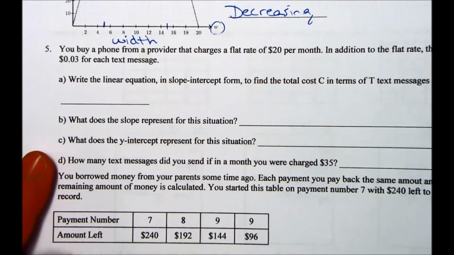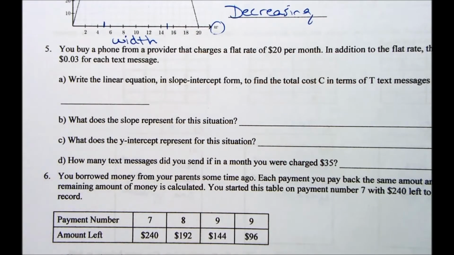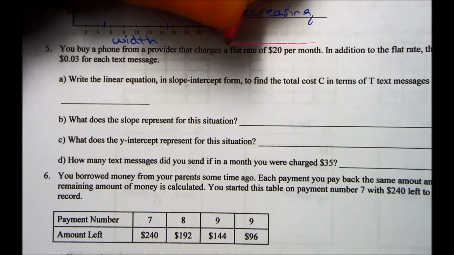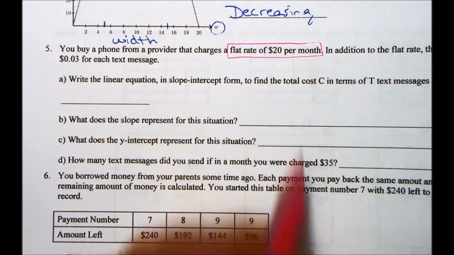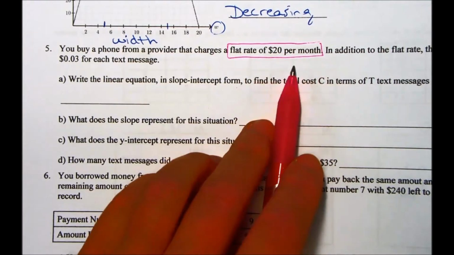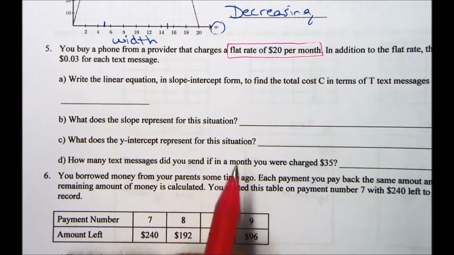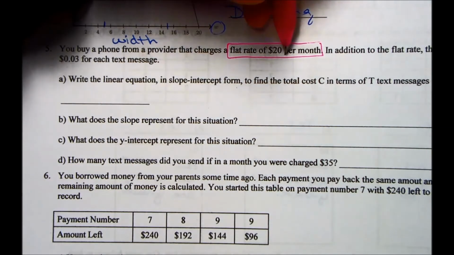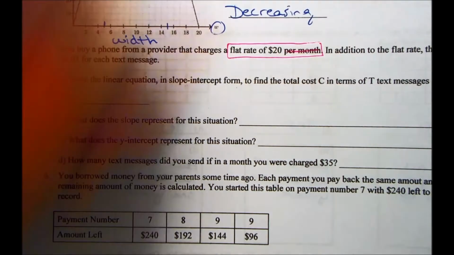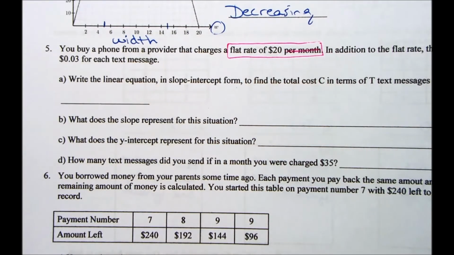Number 5, you buy a phone from a provider that charges a flat fee of $20 per month. So even though it's per month and it sounds like a rate, the equation that you're going to be writing, I believe, is just for 1 month. So don't worry about the per month. We're only writing an equation for 1 month.